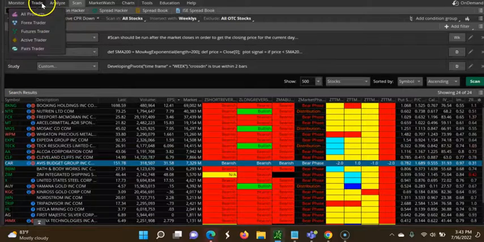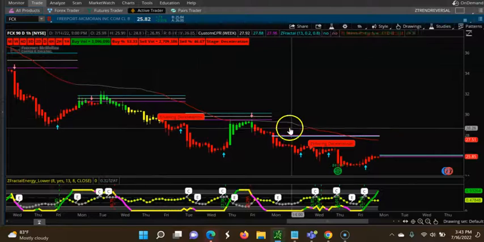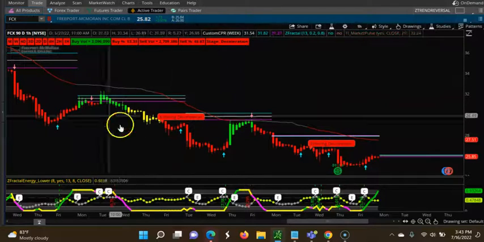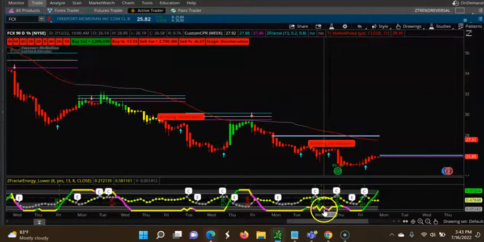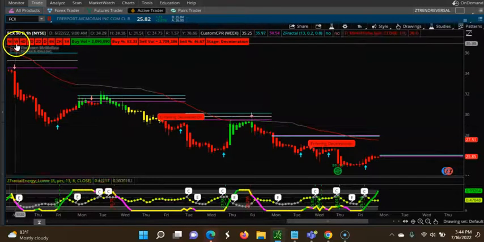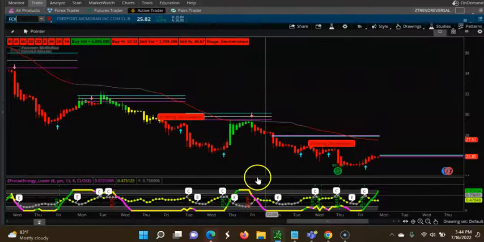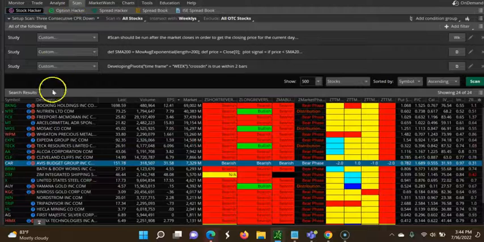Here we have a chart setup where we have weekly CPRs, Heikin Ashi candles, and fractal energy. Mainly CPR. You can see the multi time frame signal. So the first stock we want to do is BKNG.